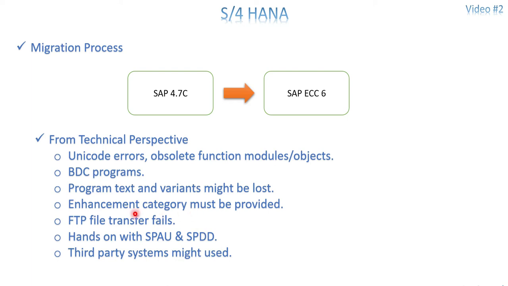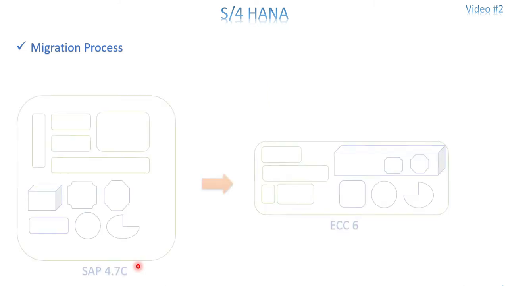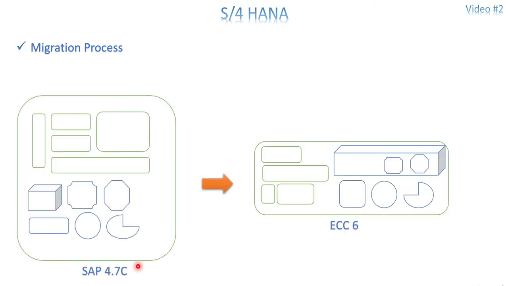And the enhancement category includes FTP. So obviously if you have any connection between your old system, you have to redirect it to the new system, and you have different transactions, especially for this migration process, SPAU and SPDD, and the third party systems might be used, and we need to change the communication channel between your third party system and the new ECC system. So this is the idea of migration, what we have done so far. And the same thing is going to happen in your S4 HANA as well.